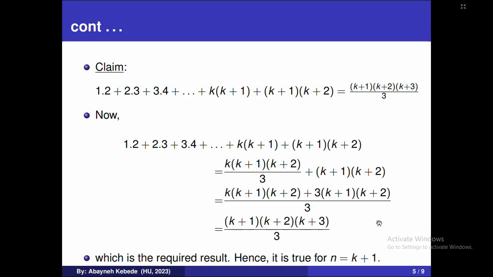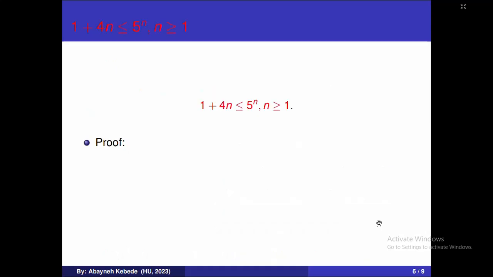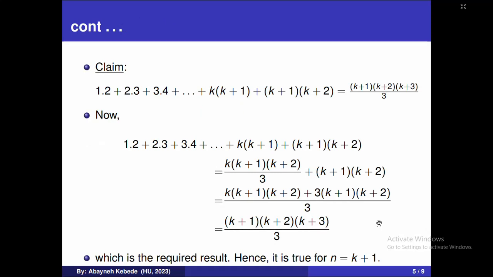Dear students, that is enough for today. In the next part, we will discuss other questions like 1 plus 4n is less than or equal to 5 raised to n for n greater than or equal to 1, and other questions.